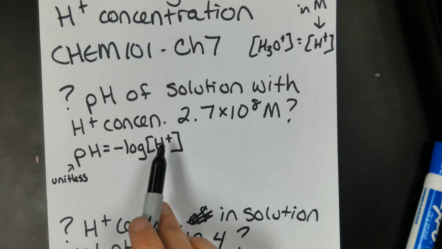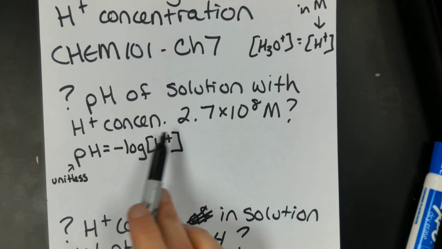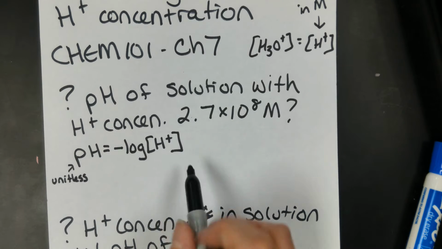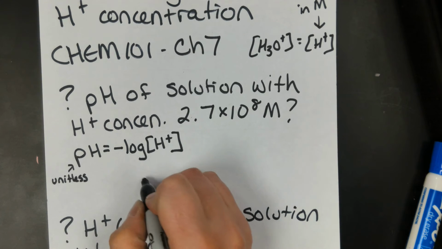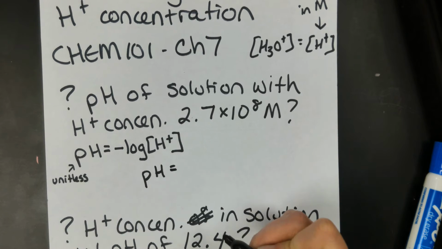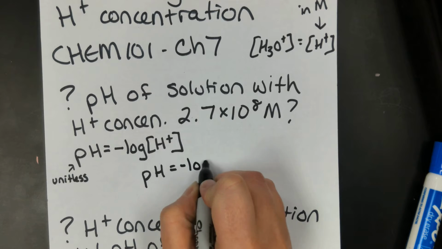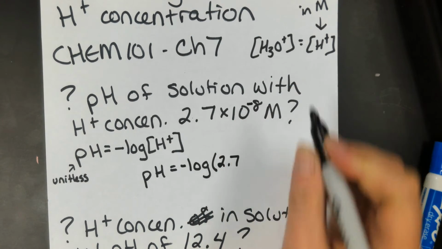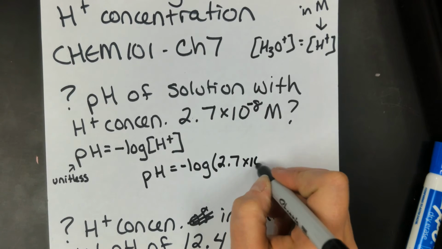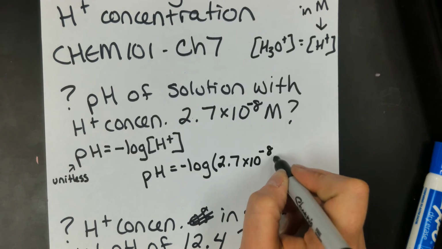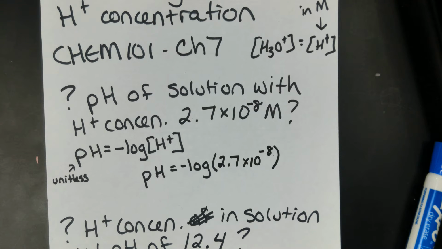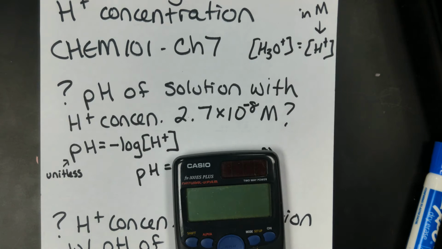Negative log, and then parentheses, I have my concentration of H+ in molarity. That's what the problem has. So for this problem, pH is going to equal negative log of 2.7 times 10 to the negative 8, and it's in molarity already, so I don't really need to type that in. So let me grab my good calculator, and I'll show you how to type this in.